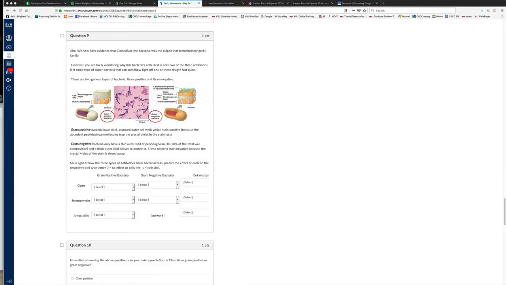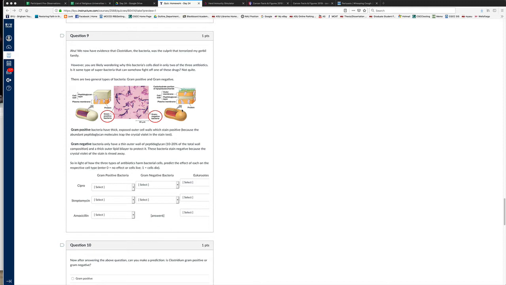Okay, so let's talk about this gram-positive, gram-negative business. Bacterial cells come in two varieties, right? Your gram-positive bacteria have their cell membrane like all cells have, and then they have this really thick peptidoglycan cell wall. We've talked about this before in earlier experiments.